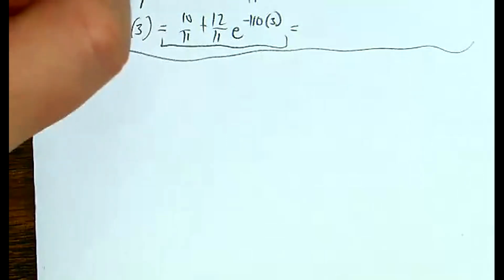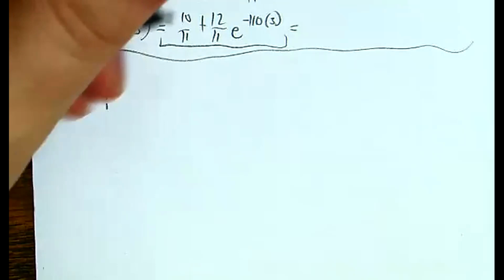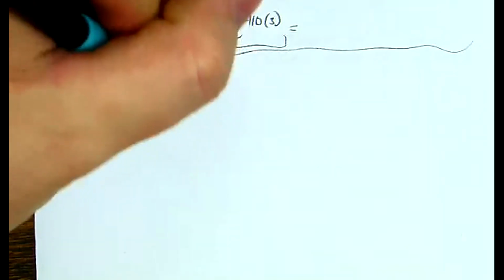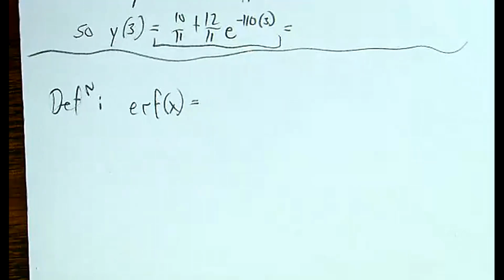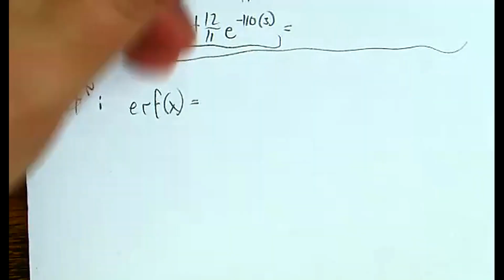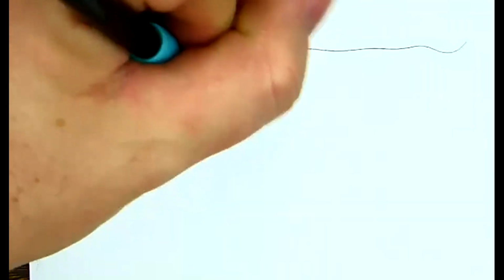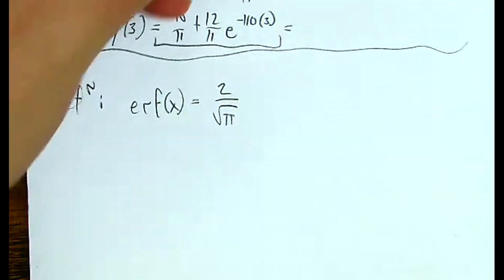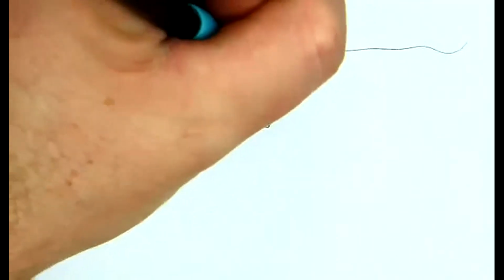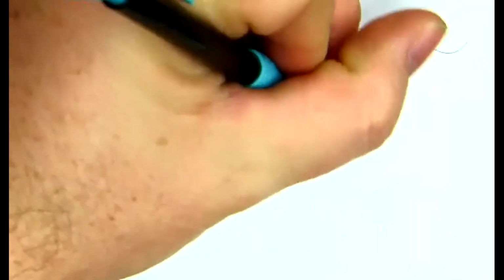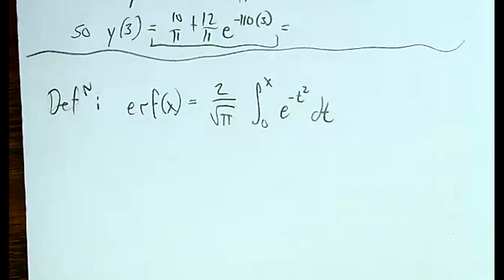I'm going to give you a new definition. And this is just because your textbook is going to use it, so you need to know what it means. The function erf of x is simply defined as 2 over the square root of pi times the integral from 0 to x of e to the negative t squared dt.